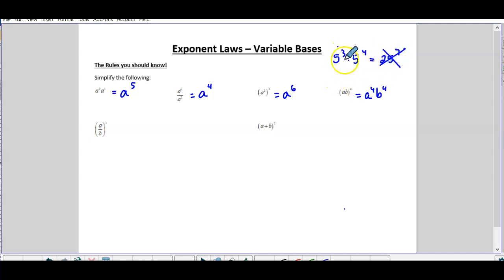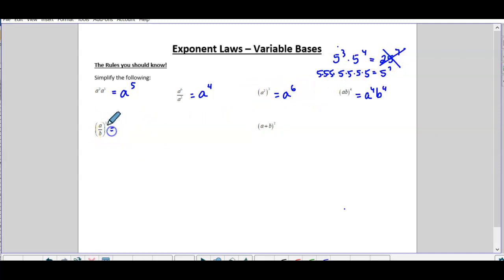Think about what powers mean. It means a repeated multiplication of 5. So that would be 5 3s multiplied by 3 5s multiplied by 4 5s. So in total you have 7 5s. Okay, so just remember that. With variables, actually, students tend to make fewer mistakes.